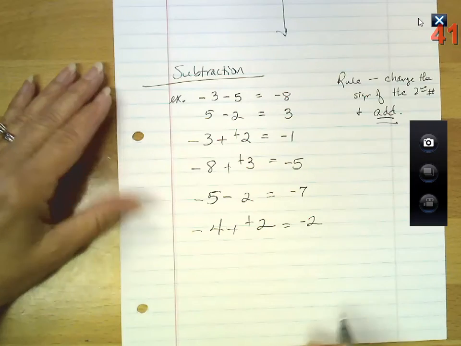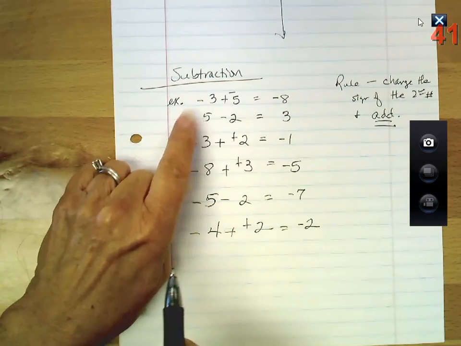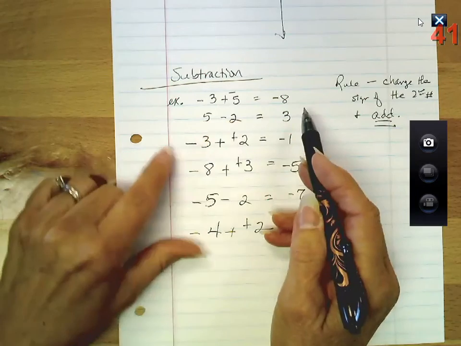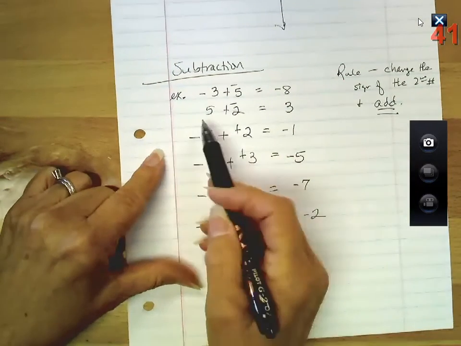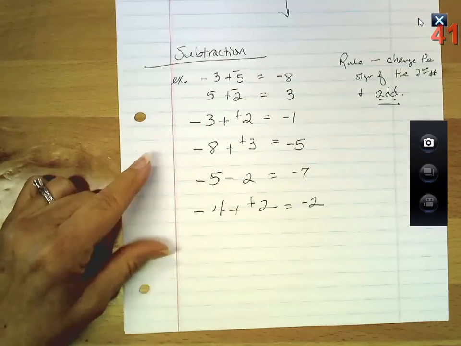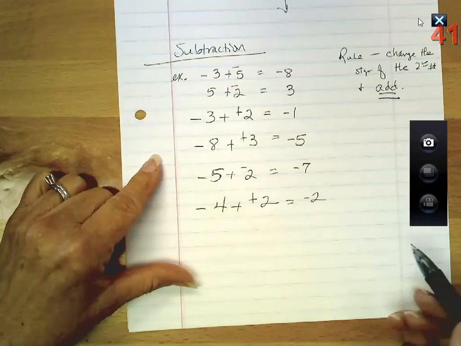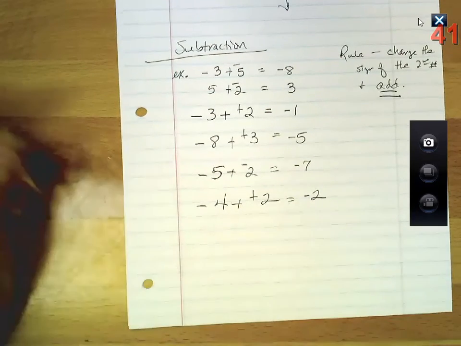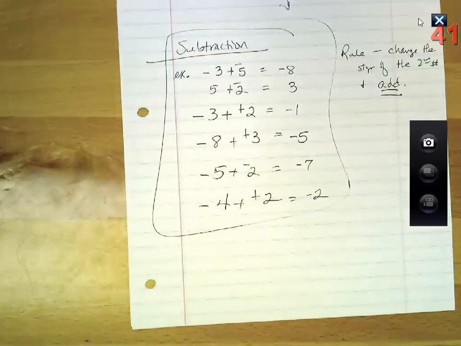So if I change the sign of the second number and add, -3 plus -5 is -8. If I change the sign of the second number and add a positive plus a negative, subtract, take the sign of the larger number. We did that, -7, and we did that on that one. But like I said, subtraction is a problem no matter how you do it.